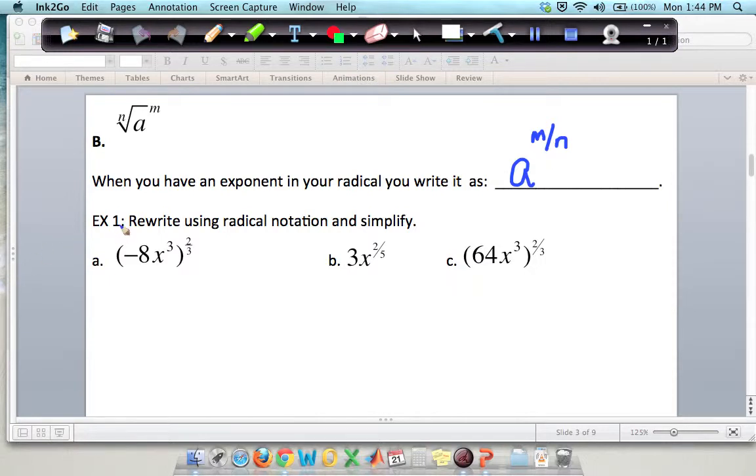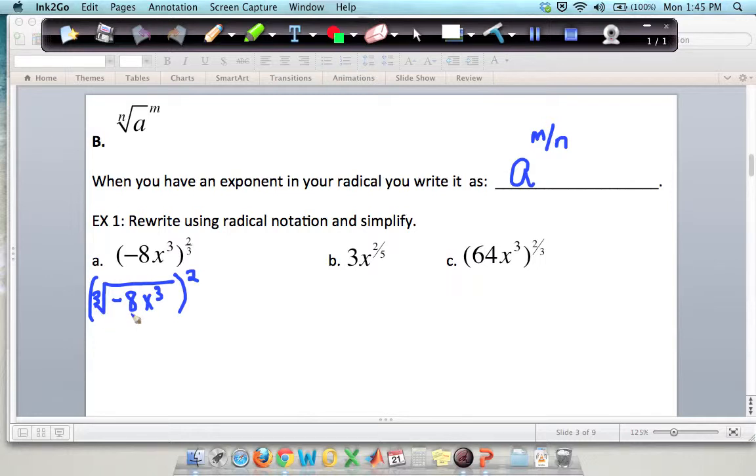So example 1 says rewrite using radical notation and simplify. So I have in parentheses negative 8x cubed all to the 2/3 power. So I can write this as the cubed root, that's my denominator, so that's my index, and then all of this is under the radical sign because of the parentheses, negative 8x cubed. And then you have a couple of options. The squared can be inside the radical sign, or you can deal with it after you deal with the cubed root. Either way is fine, it doesn't matter. A lot of times I do it after I deal with the cubed root because then I usually don't need to use my calculator. So let's take the cubed root first.